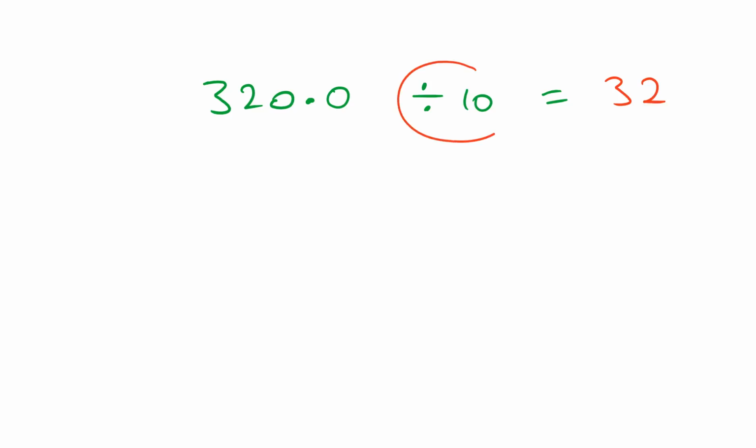Because when we divide by 10, the decimal point is moving 1 place to the left. So it goes after the 2, so it becomes 32.0. That's absolutely right. Or in fact, you could drop the 0, you could just write it as 32, couldn't you?